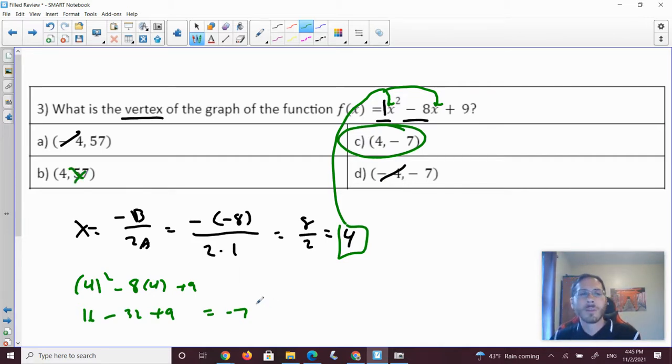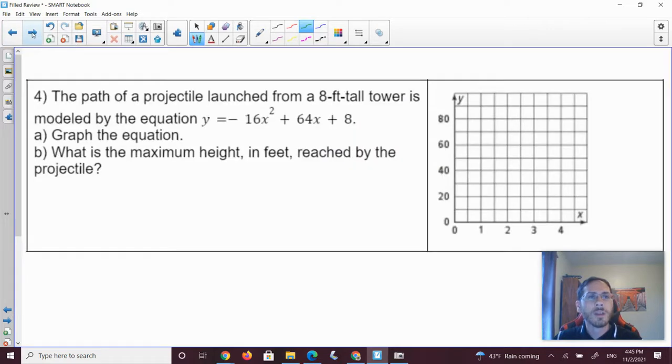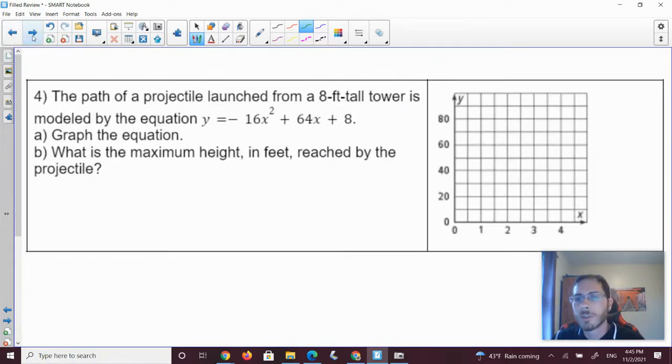So that's how we get our y-coordinate. Again, we're plugging it back into the function value. We wouldn't say f of x, we'd say f of 4, because we're actually plugging 4 in for x. So we get negative 7. I just want to say, you can double check that again with the graph too. Same deal with number 2, you could have double checked it with the graph to make sure they're the same parabola.